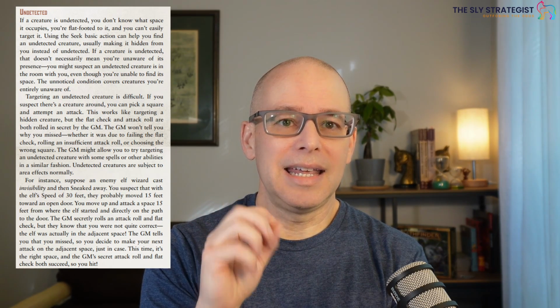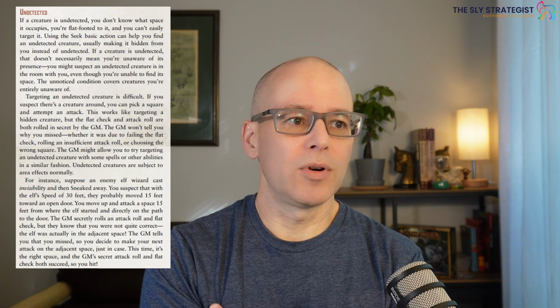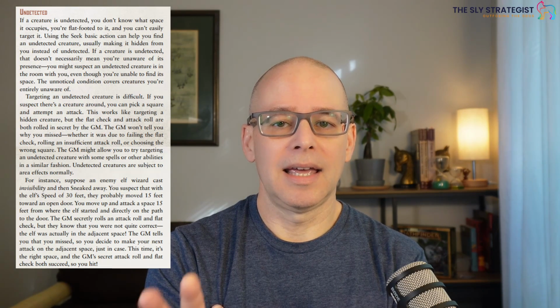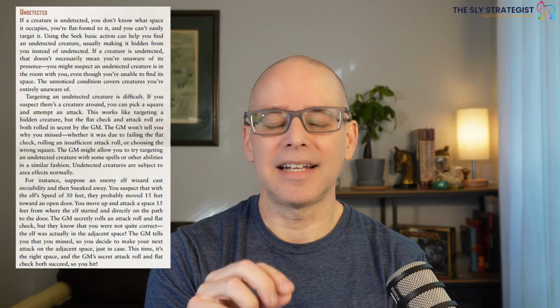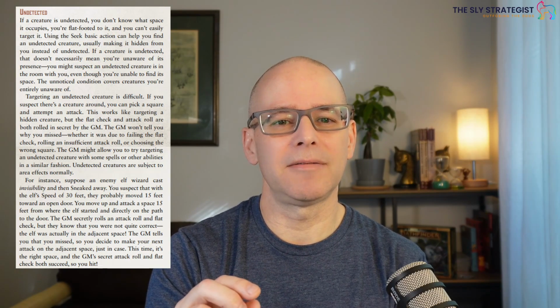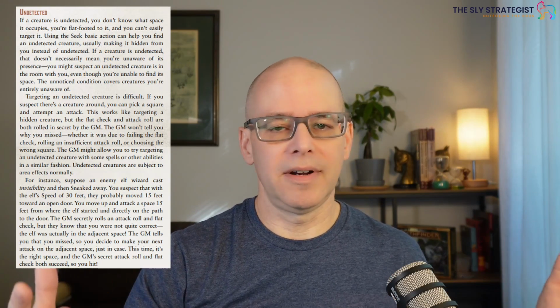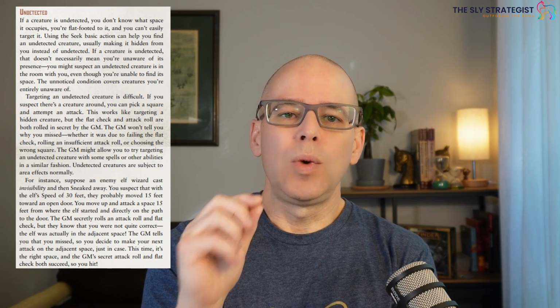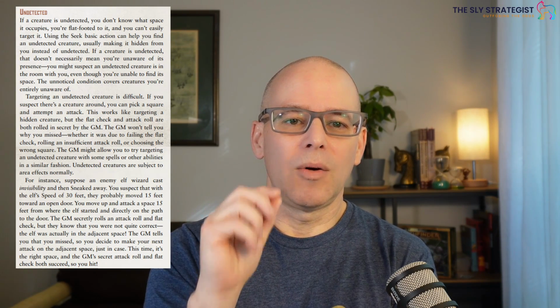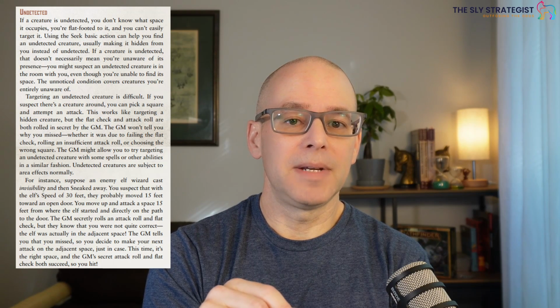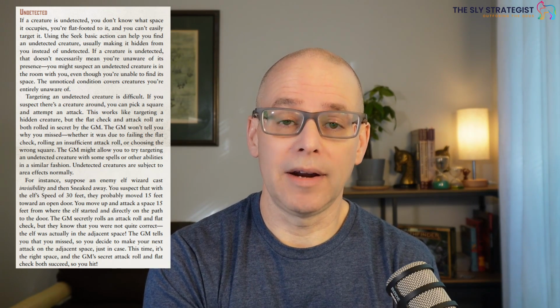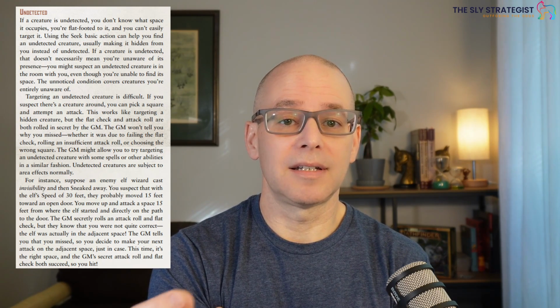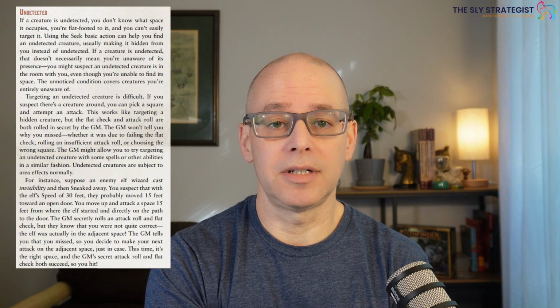And in undetected, the GM, before you even try to attack, is going to perform a secret flat check, and the DC of that particular flat check would be determined by various things within the situation. But you will not know after you make your attack if you missed because you hit the wrong square or you missed because of the armor class of the particular creature.